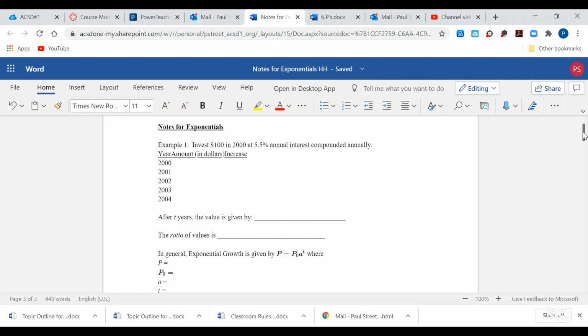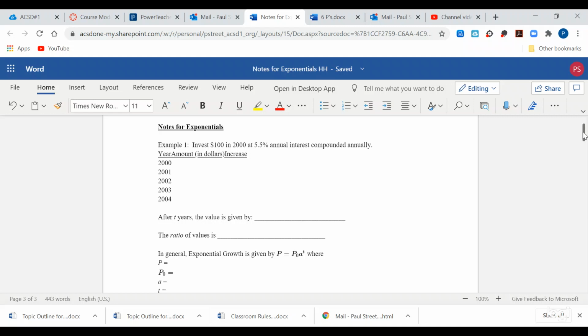Okay, so anyway, we should be seeing notes for exponentials, and it's example 1, and you're going to invest $100 in the year 2000 at 5.5% annual interest compounded annually. So we have the year is 2000 and the dollar increase. In the year 2000, there's not going to be an increase because you're going to have to wait till the end of 2000, or we're going to say maybe January 1st, 2001.